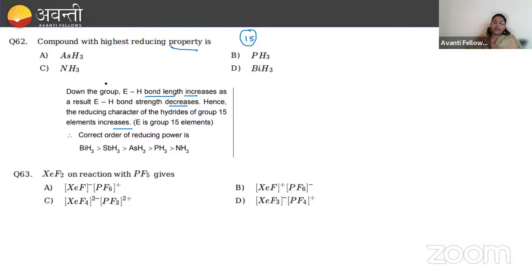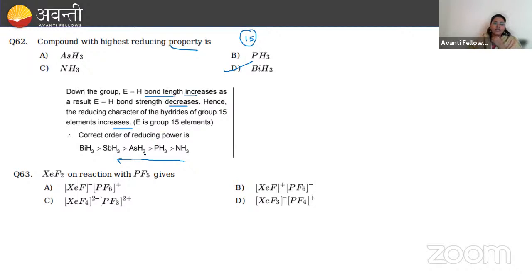So you can see that for nitrogen family, it starts from nitrogen, phosphorus, arsenic, okay, like that way, antimony and bismuth. So here you have seen that the order is like this way for a reducing power. So as size increases, the reducing property for nitrogen family also increases. So that's why here correct answer will be what? Option D. Any doubt in this?